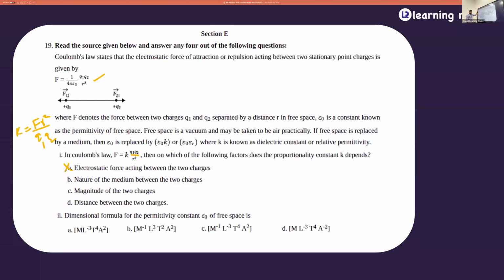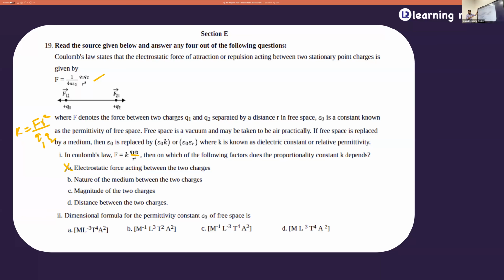This is wrong. Why? Because what is the name? K is introduced as a proportionality constant. It has to be a constant except with other factors. Force depends on the proportionality constant, but the proportionality constant doesn't depend on the force.